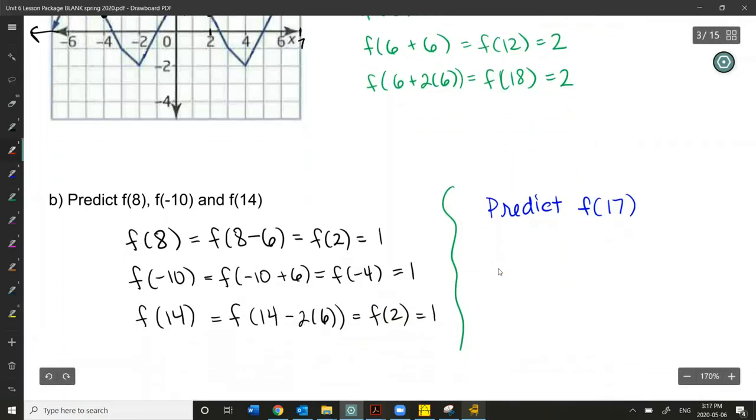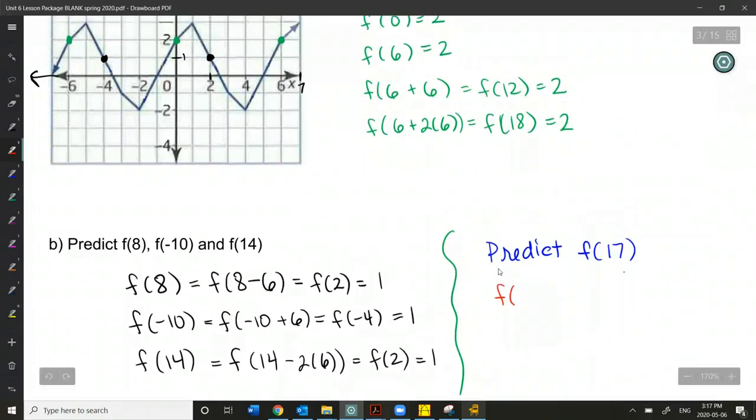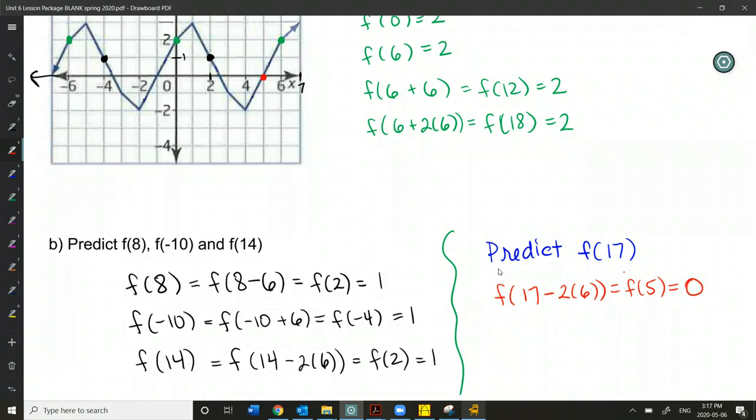Okay, so if you've had a second to try this out, if you haven't, make sure you pause the video, try it out yourself. But if you've had a chance to try this out, if I only subtract one multiple of 6, I'm going to get f at 11, which still isn't on my graph, so I'm going to subtract 12 here. And we're going to get f at 5. And if I look at my graph, I can actually see that f at 5 equals 0. So f at 17 and f at 5 are equal. And f at 11 as well.